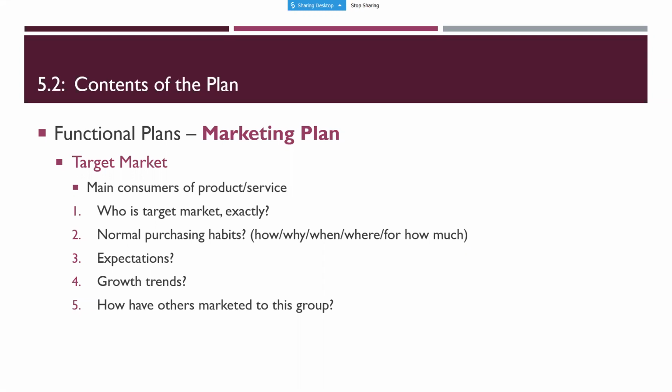And for this product, what kind of growth trends are we looking at? And also for other companies, how they manage to market to this kind of group. Do we use more social media type of marketing, or is it going to be more of a print advertising, television, radio, etc.? What's the most effective way to reach these individuals?